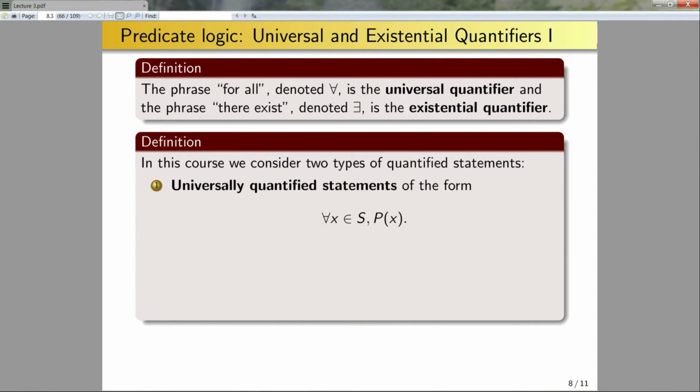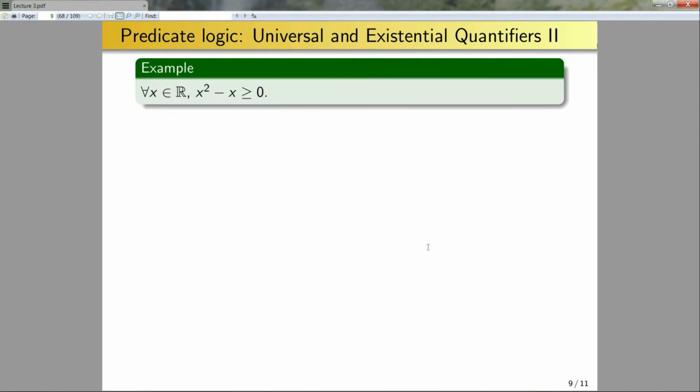The first type are universally quantified statements of the form for all x in S, P of x. So here I'm jumping ahead a little bit and using set notation, but for all x in some domain, P of x is true. And existentially quantified statements of the form there exists an x in S such that P of x. Again, I'm jumping ahead a little bit and using set notation, but there exists an x in the domain in question such that P of x is true. So let's look at a few examples of these types of statements.